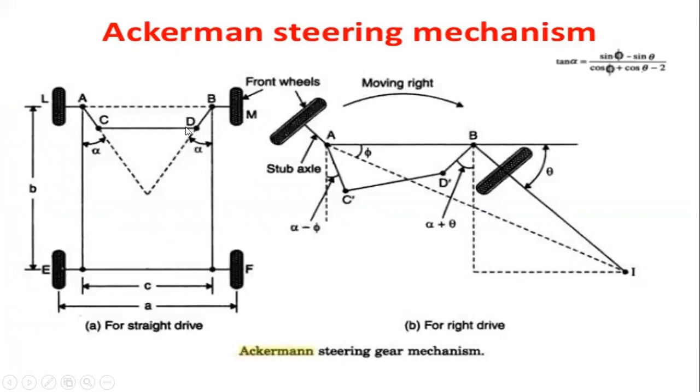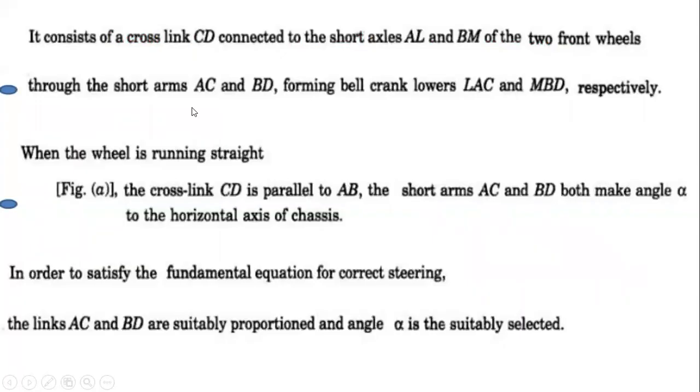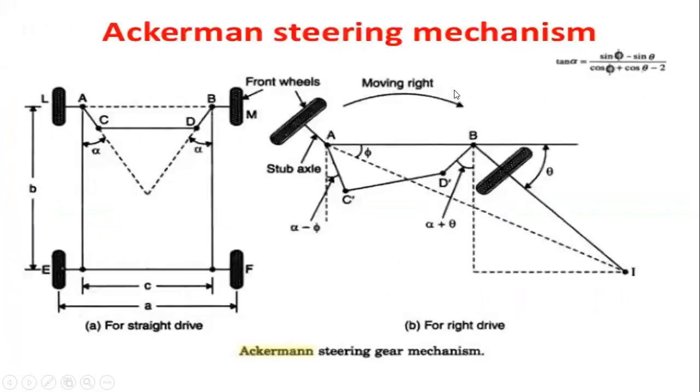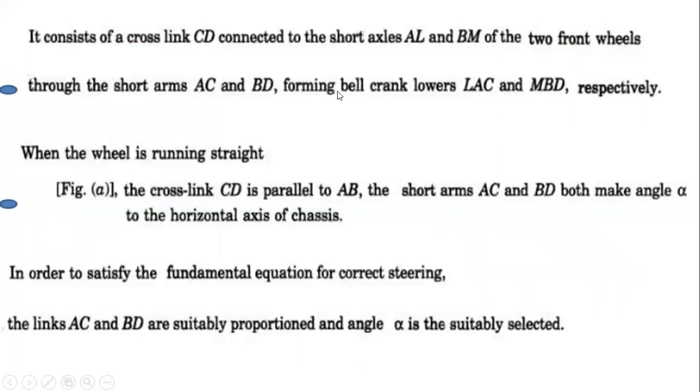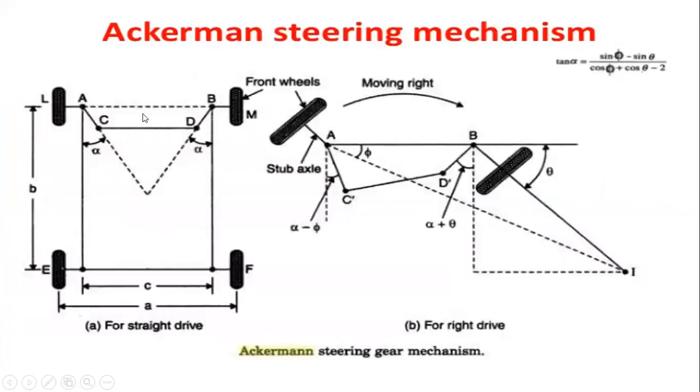So CD is the cross link attached to BM and AL of the front two wheels through the short arms AC and BD, forming bell crank levers. So AC and BD form the bell crank levers LAC and MBD. It is the main structure, a combined short structure consisting of the two levers, that is, the bell crank levers LAC and BDM.